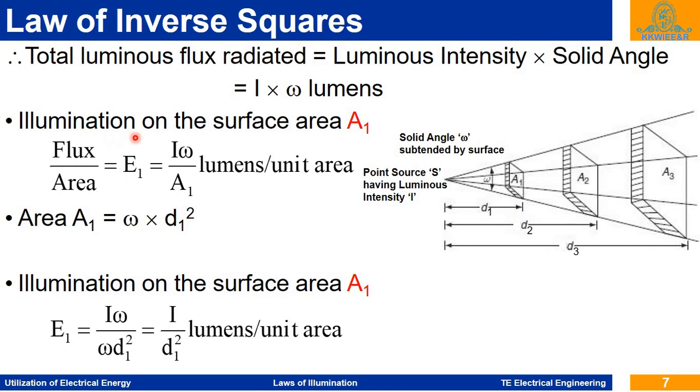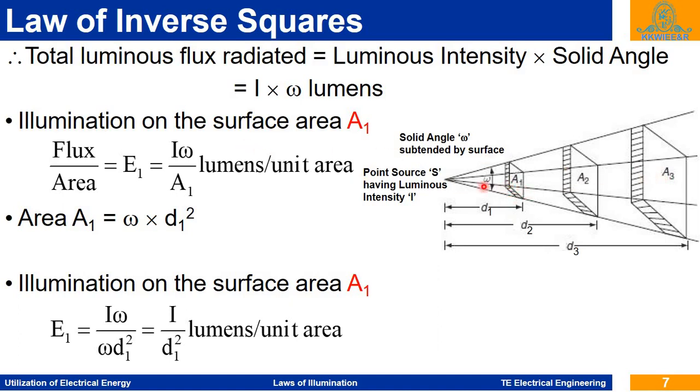So I omega lumens are radiated by this point source, and we find the illumination level on the surfaces A1, A2 and A3.